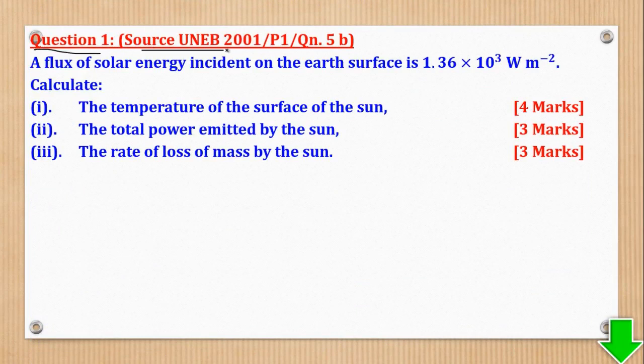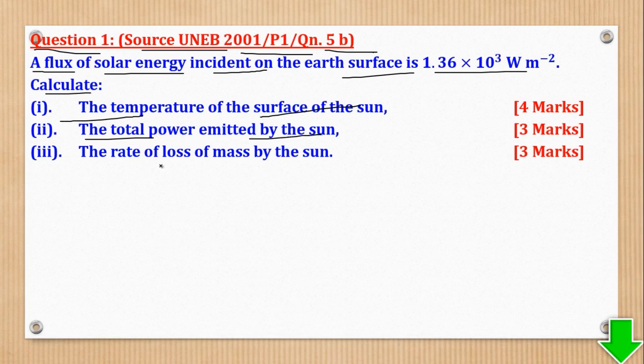Question 1 came from UNEB 2001, paper 1, question 5B, and it says, a flux of solar energy incident on the Earth's surface is this. So this is the energy intensity. Calculate Roman 1, the temperature of the surface of the Sun. Roman 2, the total power radiated by the Sun. And Roman 3, the rate of loss of mass of the Sun.